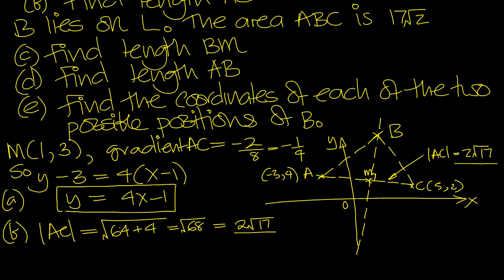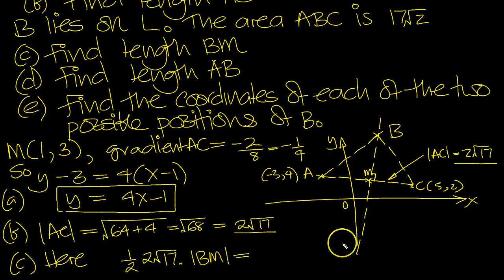So here for part C, half base, half of this length, which is 2 root 17, times the height, which is the length of BM, is equal to the area. Half base times height is the area, which is 17 root 2.